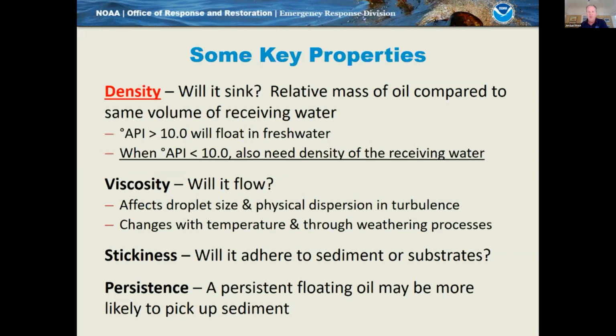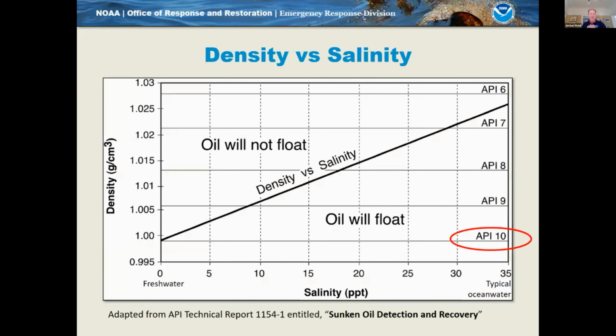So to focus on density, this is a graph of density salinity relationships. As most of you know, fresh water is less dense than salt water. Here on the x-axis, fresh water has a salinity of about 0 parts per thousand, and typical salt water will have a salinity of about 35 parts per thousand.